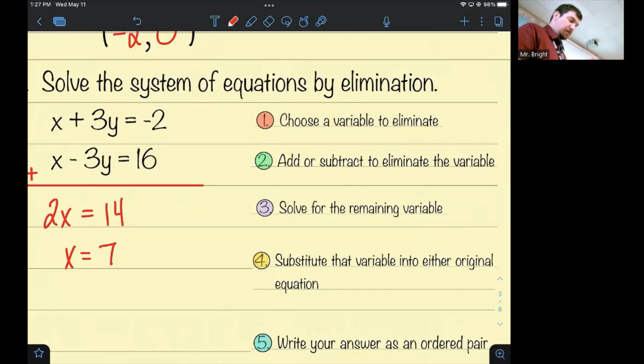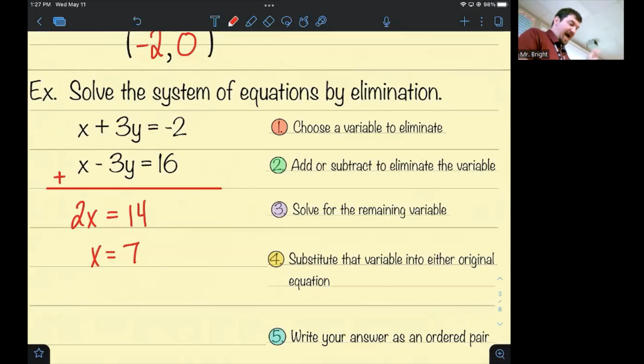We chose the variable that we wanted to eliminate, which was the y's. We added to eliminate that variable, and then we solved for x, which is the other remaining variable. We solved for x, so x equals 7. So now we're on step 4. Substitute that variable into either of the equations.